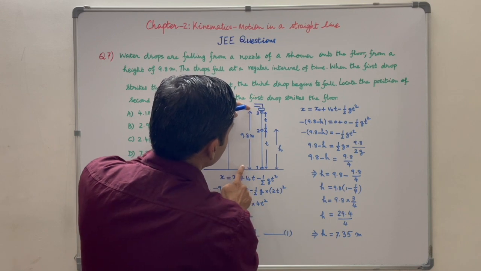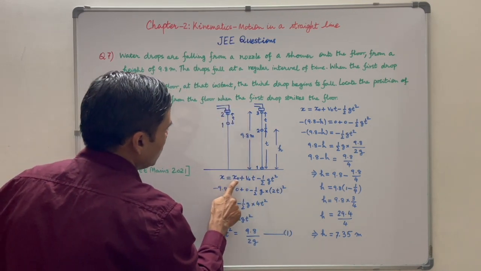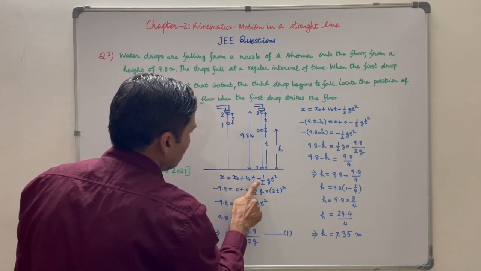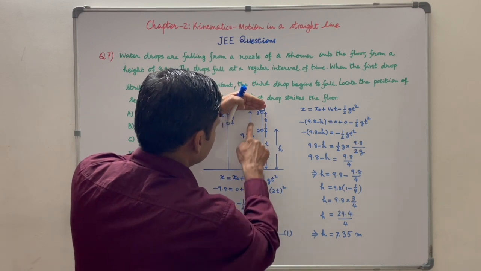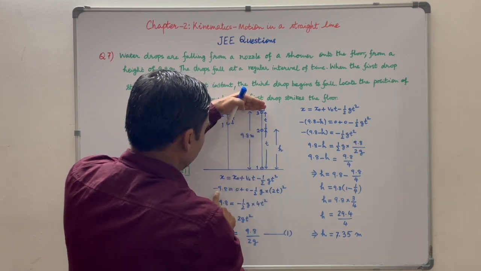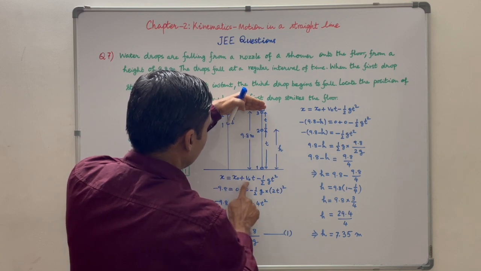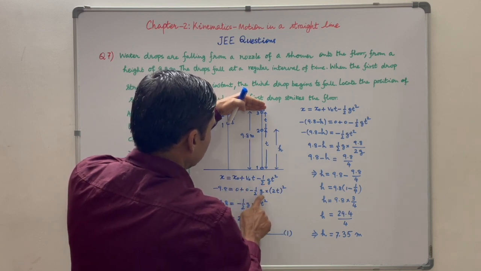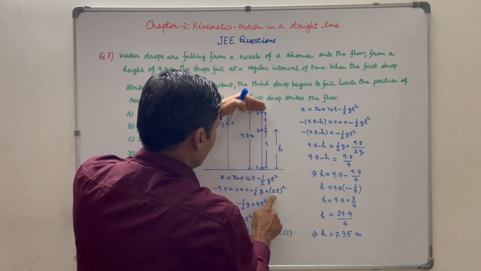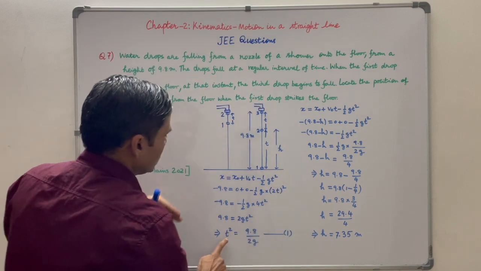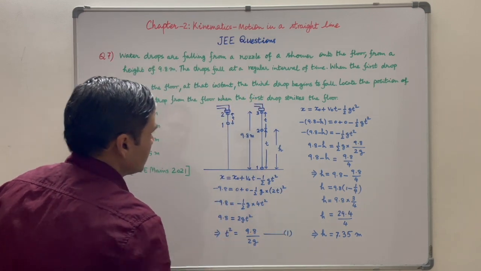So let us consider this section first. We will use this formula: x is equal to x0 plus v0t minus half gt square. This is our reference point. Since drops are falling down, so x will be negative. Minus 9.8 is equal to x0 is 0, v0 is 0, minus 1 by 2 g. Now time will be t plus t, means 2t, whole square. So t square will be equal to 9.8 upon 2g. This is our first equation.